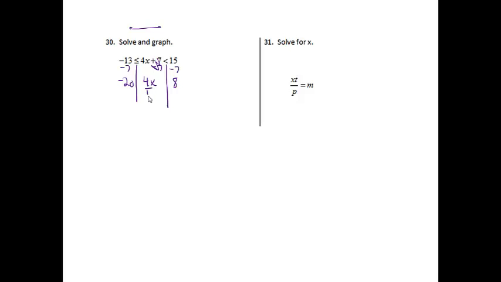And then to get the x by itself, we'll divide all the parts by 4. Negative 20 divided by 4 is negative 5. We've got x in the middle. 8 divided by 4 is 2. And then just carry down your signs. So that would be my answer.